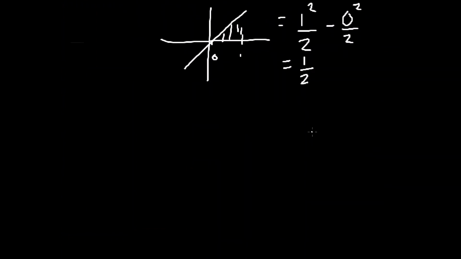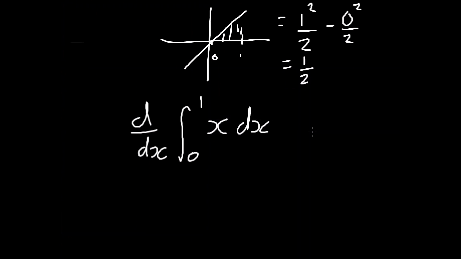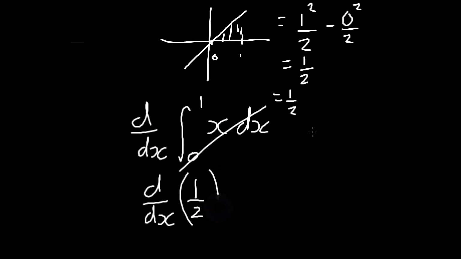So now imagine I had this question. I want you to differentiate with respect to x, okay, the integral from 0 to 1 of x dx. Well, we know all of this right here is equal to 1/2. So we can say, what is the derivative d/dx of 1/2? Now that there, if I draw that on a plot, that's just a flat line. My gradient is equal to 0. The ball won't roll backwards or forwards, so it's equal to 0.